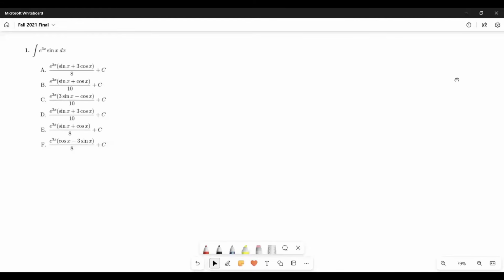Okay, this question asks to find the integral of e to the 3x sine x dx. So I'm going to use integration by parts, LIATE: logarithmic, inverse trig, algebraic, trigonometric, and exponential.